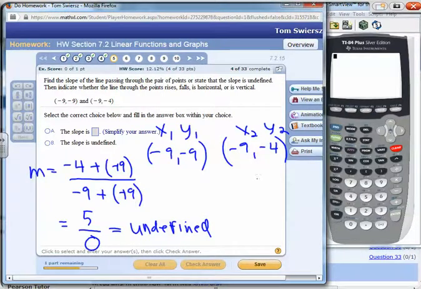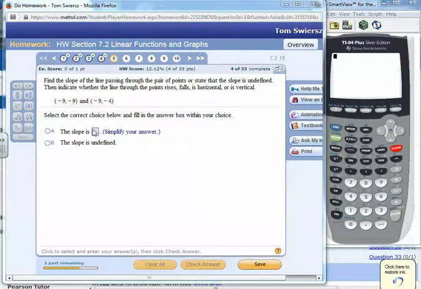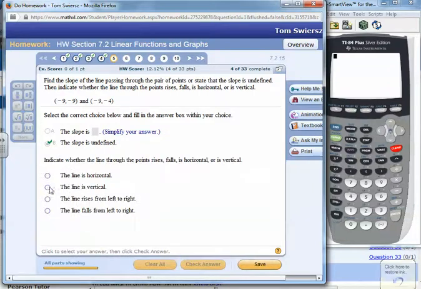And if you graph these 2 points, you would go over negative 9, down 4, and then you go over negative 9, down 9. It would be a vertical line. So when there's 0 in the denominator, you don't have a slope. You can just remember, when there's 0 in the denominator, the slope is undefined, and it's going to be a vertical line. Slope is undefined, and it is a vertical line.